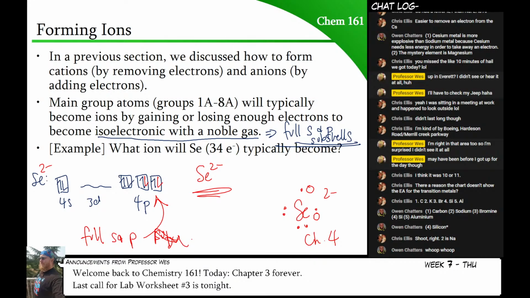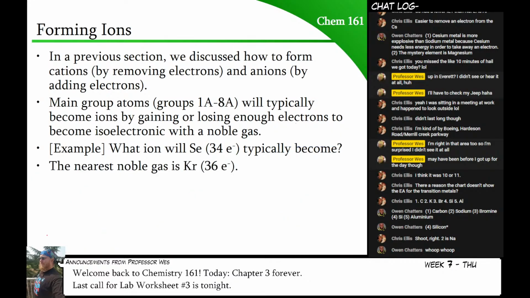If you can fill your S and P subshells for your valence layer N, you will create a stable ion. And we've done all this in 140. It's just, this is actually the reason behind it.